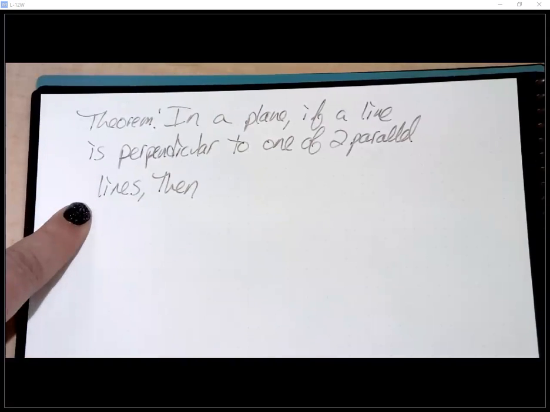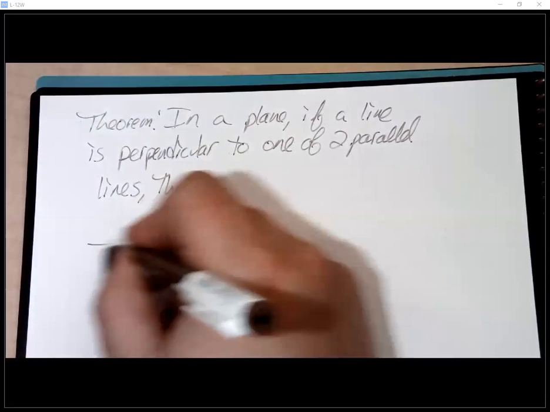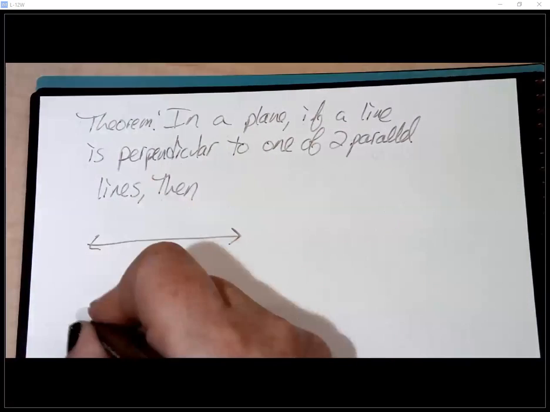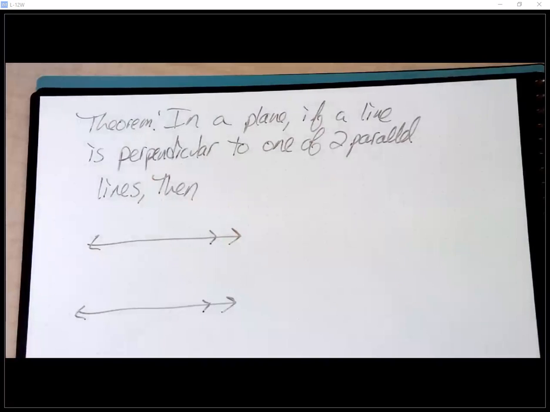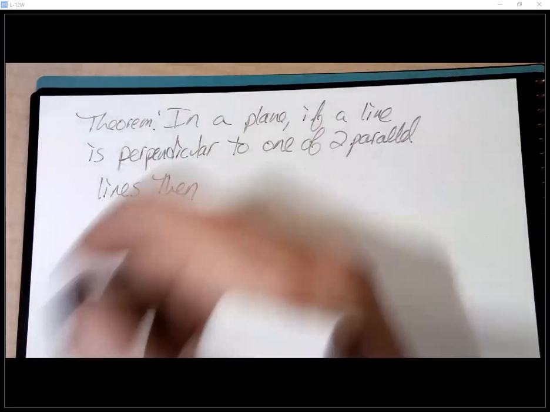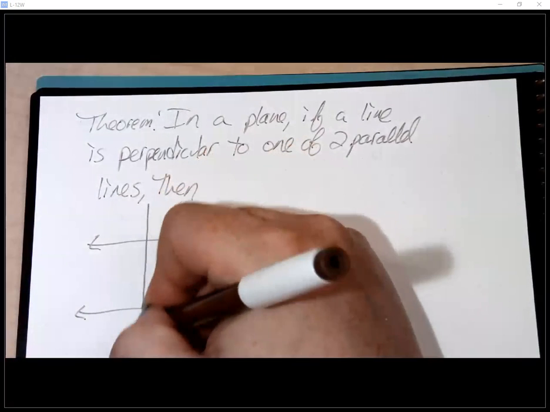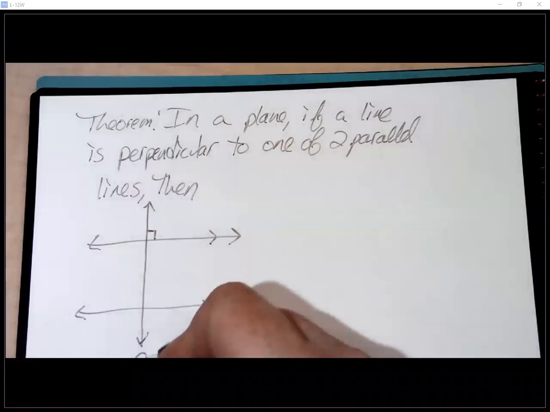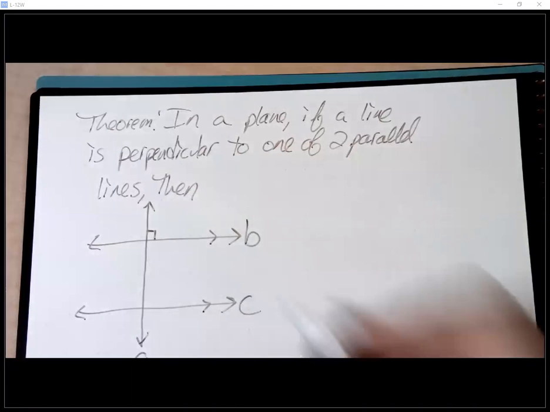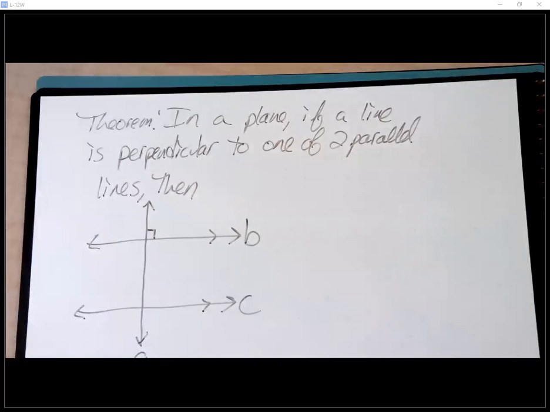So here's what I know. I'm going to start off with some parallel lines. I'm going to mark them as parallel, so I know that they are. Now I have a line that's going to be perpendicular to one of those two. Let's draw this line, and let's give these lines names, A, B, C. I know for a fact that line A is perpendicular to line B.